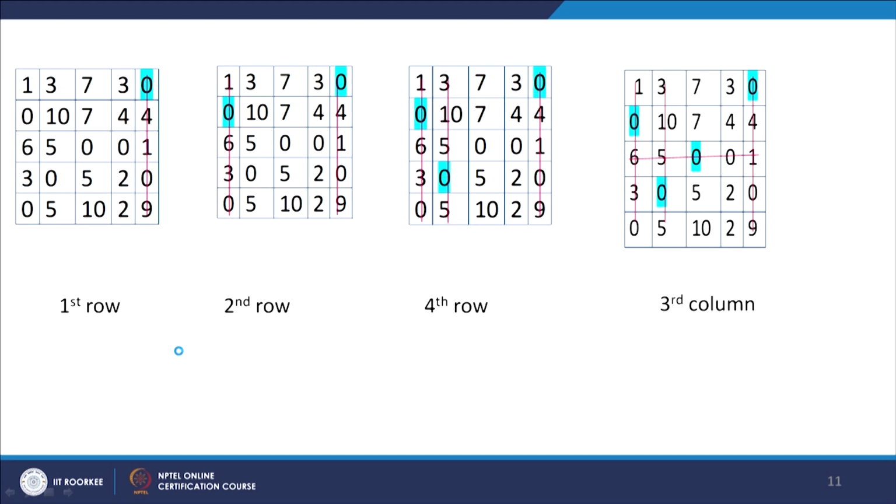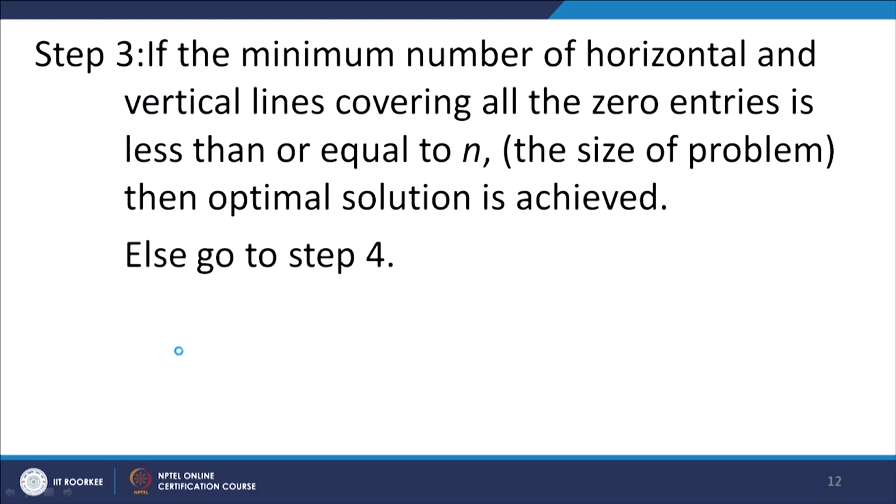Remember, when you are scanning the rows and you find a 0, you have to draw a vertical line, and when you are scanning the columns and you find a 0, you have to draw a horizontal line. So, once this is done, then we move to step 3.